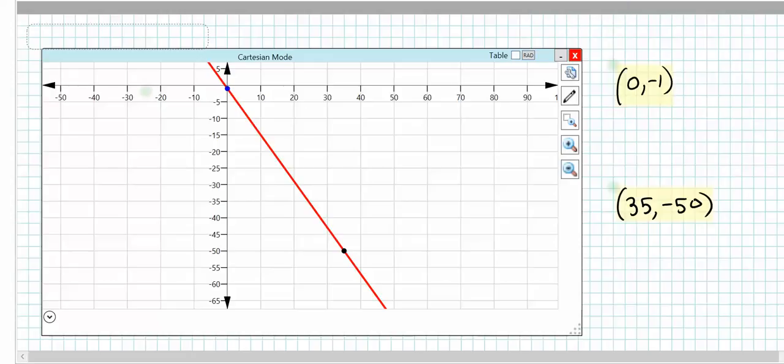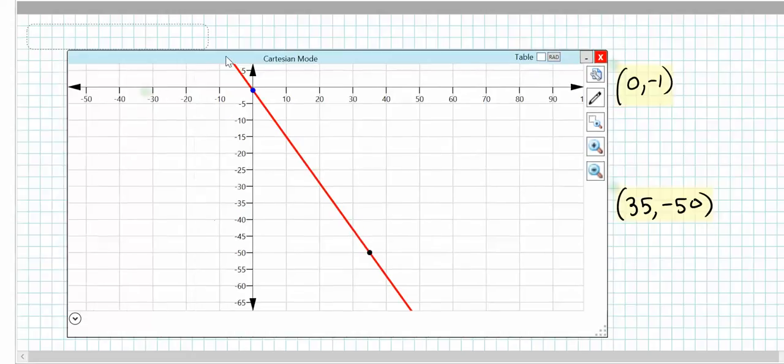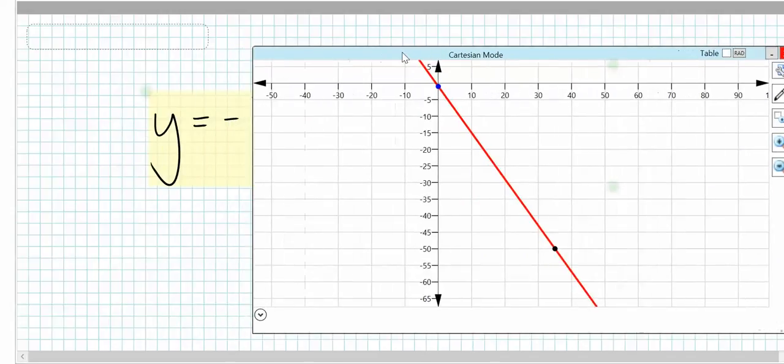Okay, check it out. Here's the equation. Y equals negative 7/5. You guys are right. Negative 1. That's very good. You guys are absolutely perfect. Okay, I have another task for you to do.